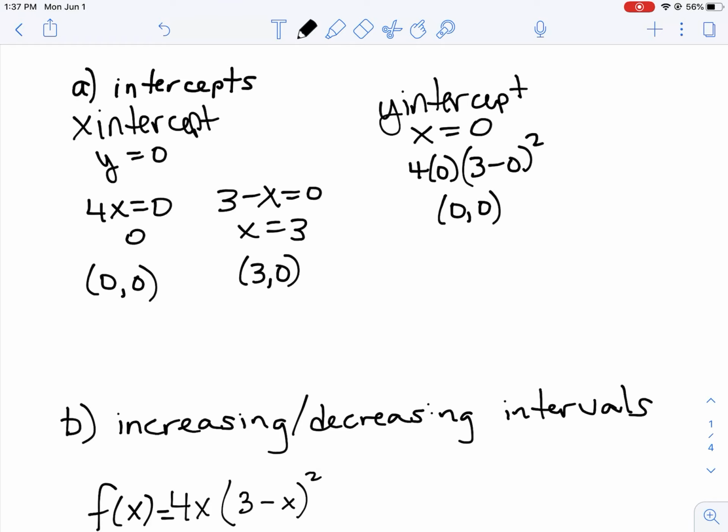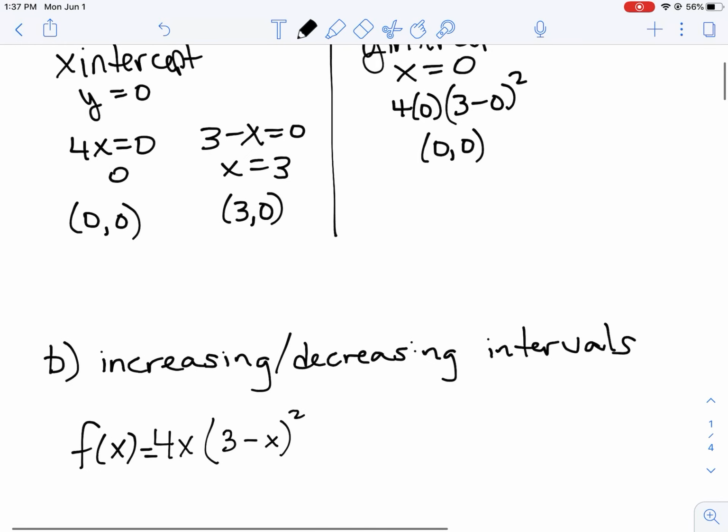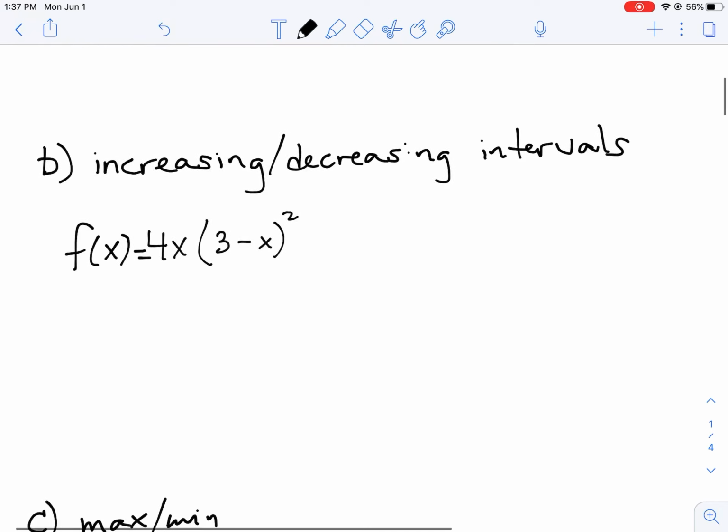And now, make sure you label them so that I know that you know which is which. And write them as points. I'm pretty sure it'll say that for you, but always write them as points. And then we have to find the increasing and decreasing intervals. Well, that's where we need to take the derivative.